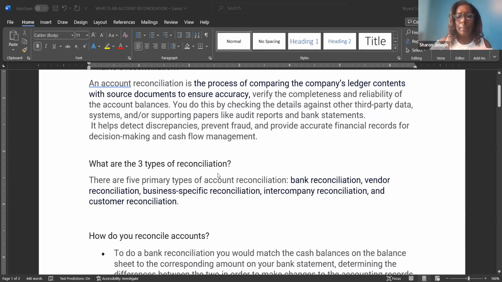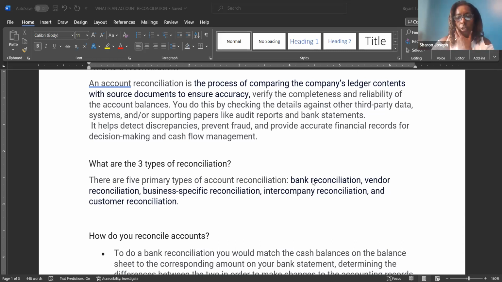So there are three types of reconciliations that you can do. Actually, there are five types, excuse me. The primary kinds of reconciliations you do are the bank rec, the vendor reconciliation, business specific reconciliations, intercompany recons, and customer recons.